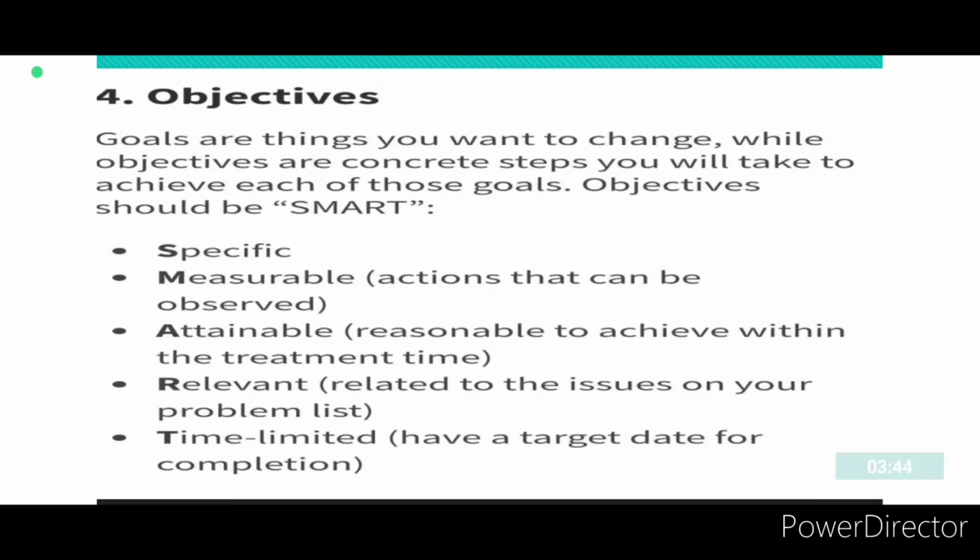S-M-A-R-T. S for specific. M for measurable, actions that can be observed. A for attainable, reasonable to achieve within the treatment time. R for relevant, related to the issues on your problem list. T for time limited, have a target date for completion.